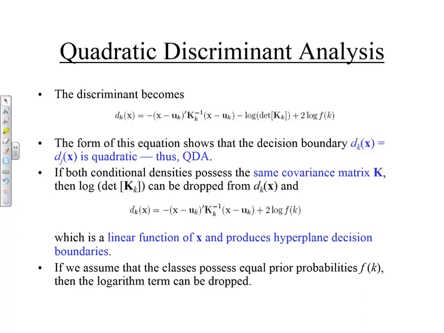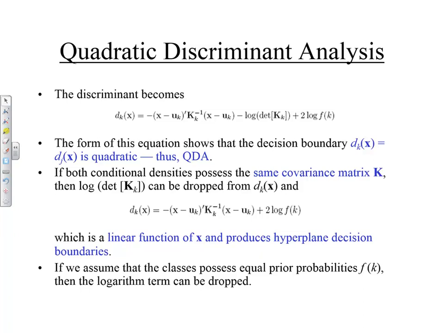Now, that's QDA. Now you want to go to LDA from there. That is linear discriminant analysis, where you'll have a straight line that will separate the two classes. If you make the assumption that both the conditional densities possess the same covariance matrix K, then you can drop this term, because you're going to compare dk with dj. If both the classes have the same covariance, then as far as the capital K's are concerned, the subscript k is not going to matter. So this term will drop out, and your discriminant will look like this. It's just this term and then the next one.